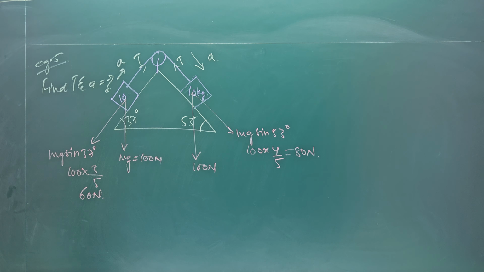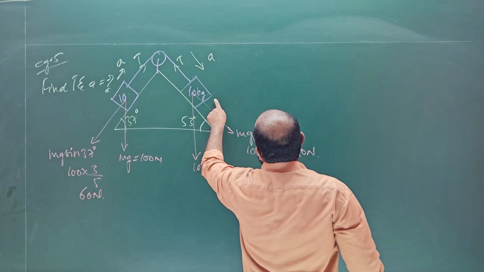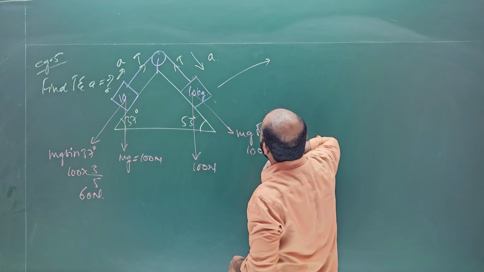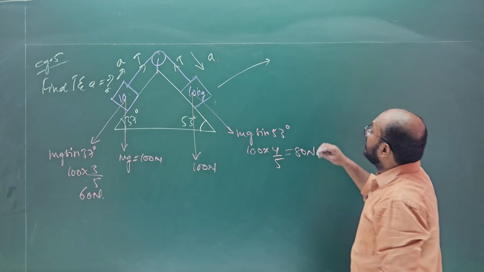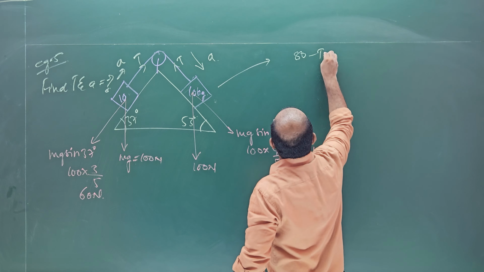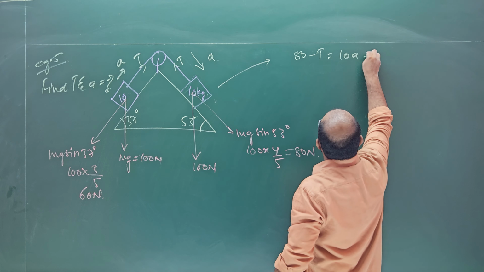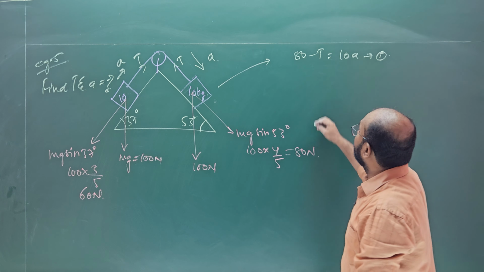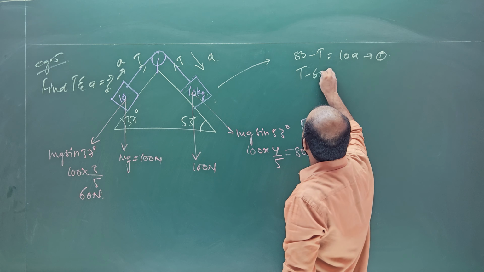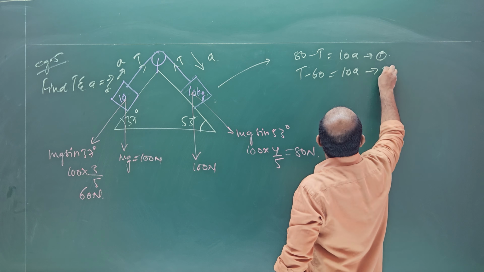Yes or no? Okay, for this 10 kg, I am writing the equation here. Who is greater? 80 Newton or T? 80. So 80 minus T is equals to 10a, equation number 1. Second equation, who is greater? T will be greater. Yes. So T minus 60 is equals to again 10a, equation number 2.